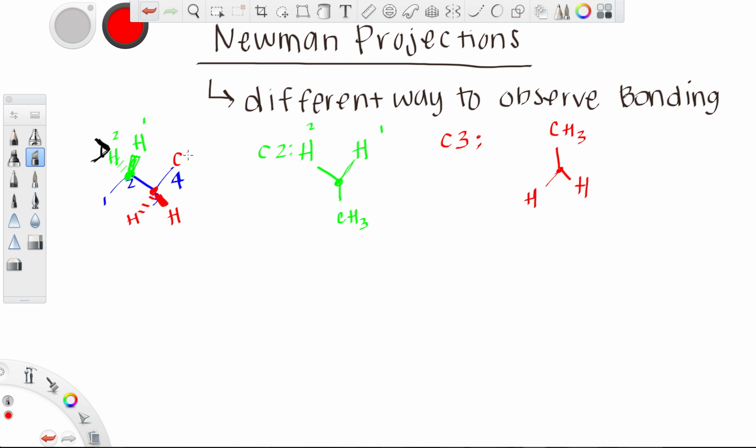And I hope you guys understand that this is the methyl group, and it's bonded the same way, just like that. This carbon to the CH3, carbon to the CH3. Finally, we can put them together.